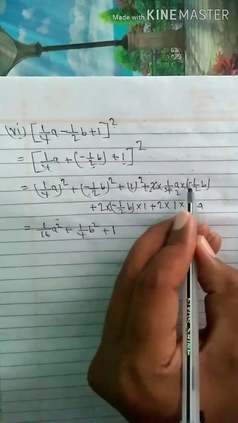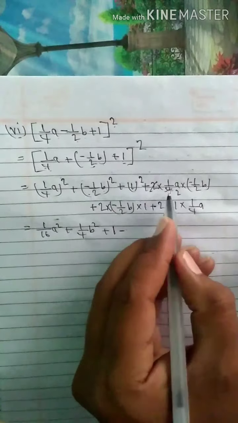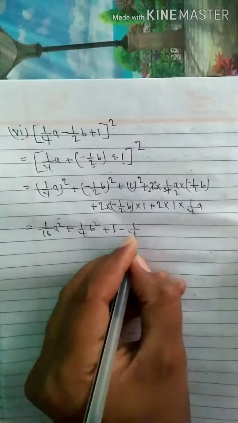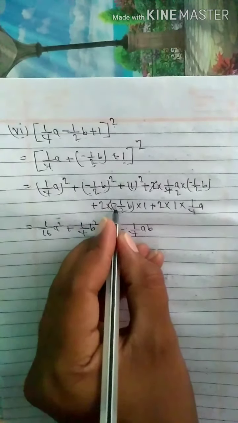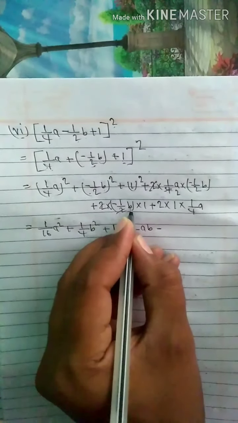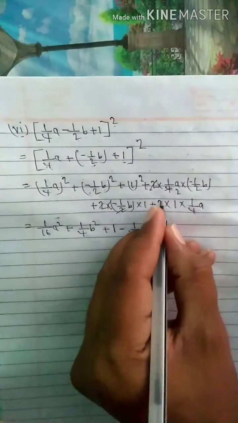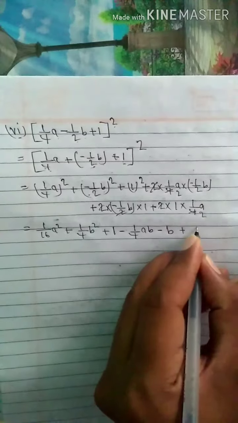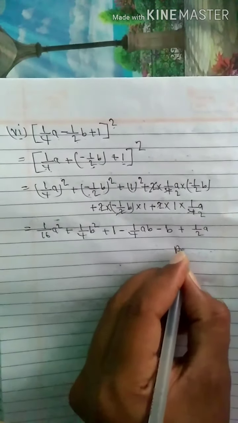So now plus minus minus, and now multiply to each other. So −1 upon 4ab. And now here plus minus minus, 2 cancels out, b into 1, so −b. And here 2 into 1 by 4a, so 1 upon 2a. So now this is your answer.